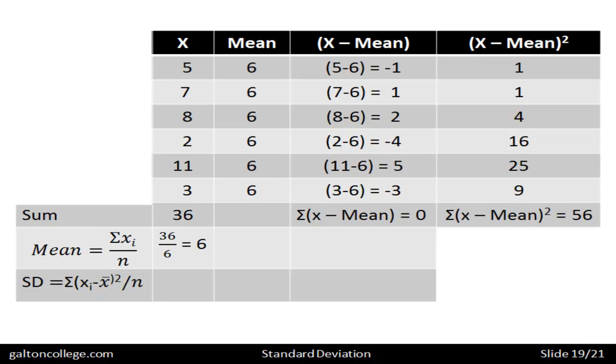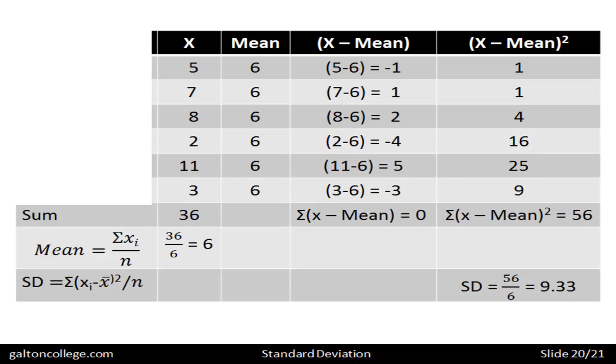Now the standard deviation is equal to sigma, the sum of each x minus the mean, squared, all divided by the number in the set, the number of observations if it's a sample, but the number that's in the set. So in this particular set we've got 6, so n would be equal to 6. So the standard deviation is simply 56 divided by 6, which is 9.33.